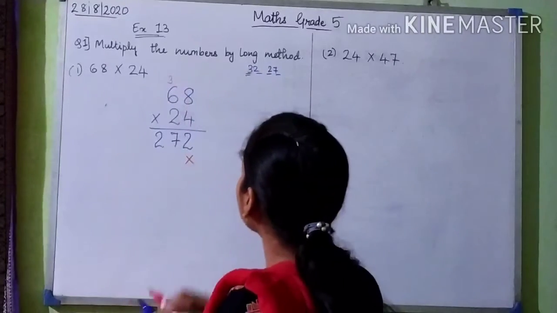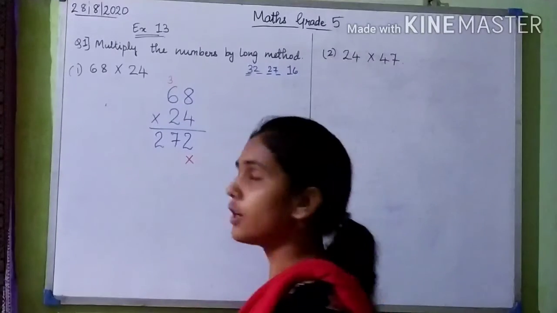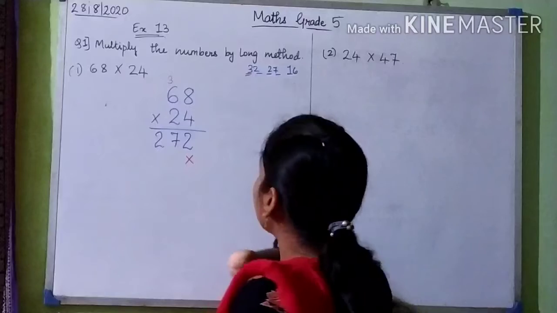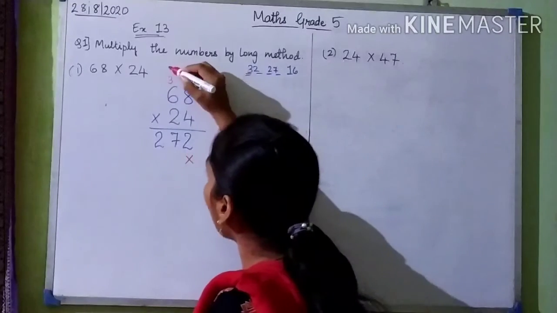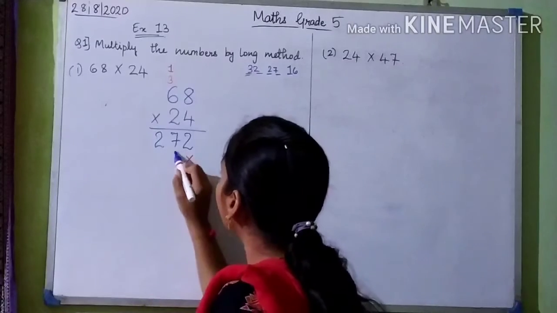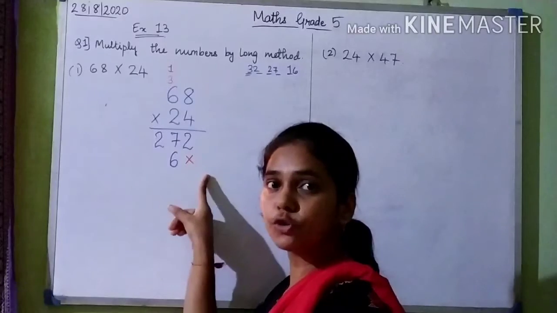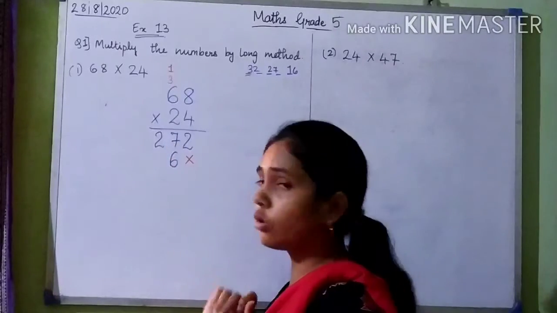So how do I write 16? 16 is a 2-digit number, right? I write 1 on top, here 1 on top, and 6 I write down below 7. I don't have to write it below 2, I have to write it below 7.